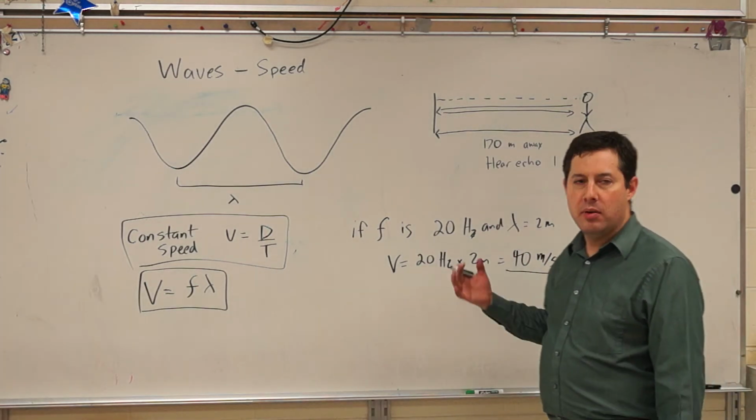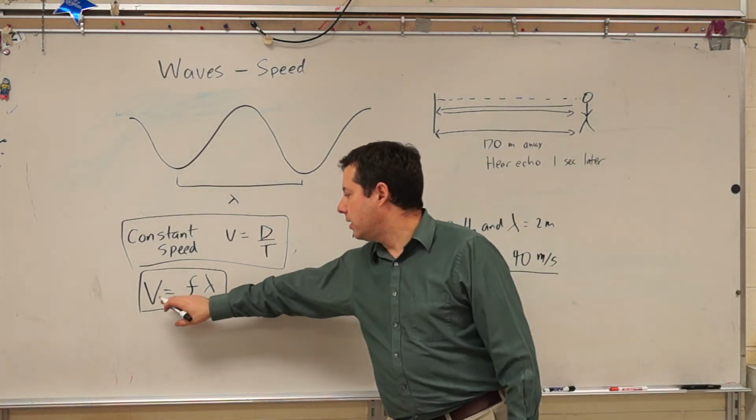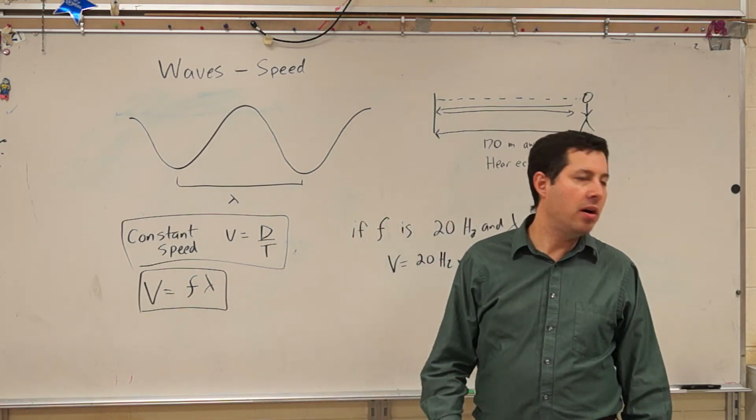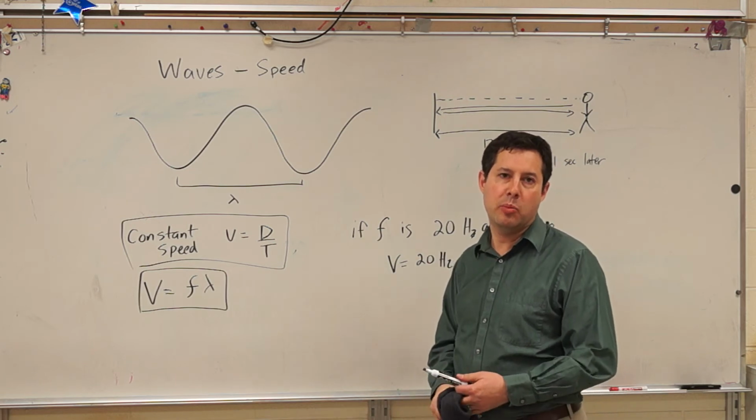And we'll often use this equation backwards. Say you know the velocity and the frequency, and you want to find the wavelength, or vice versa. There's lots of ways to work this sort of problem.